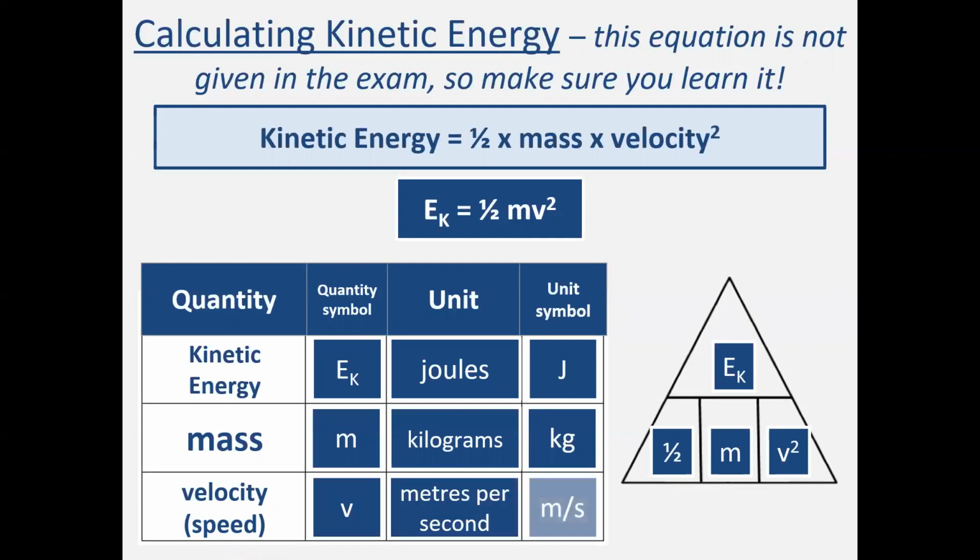Now, as I previously mentioned, quantities in physics have a quantity symbol, but their units also have a symbol. So kinetic energy is measured in joules, which is a capital J. Mass should be measured in kilograms, kg. And velocity or speed should be measured in meters per second, which is again lowercase m/s. Sometimes you might see that written as ms to the -1.